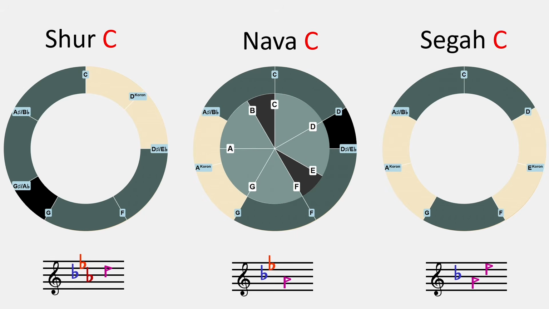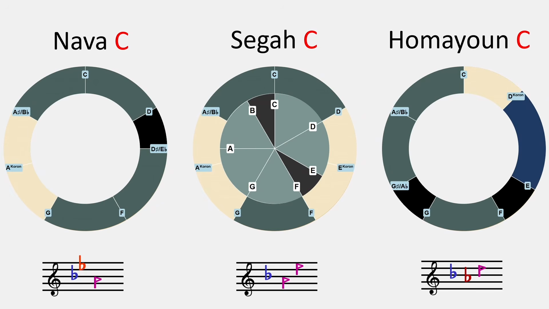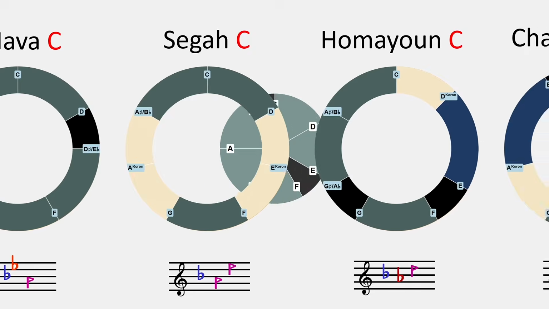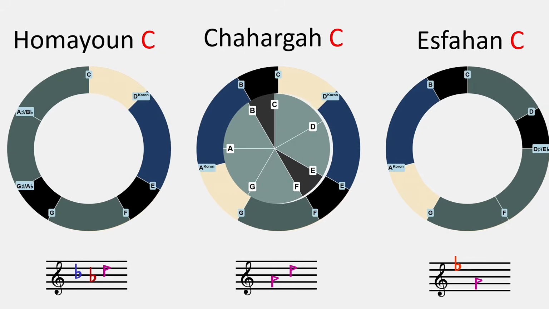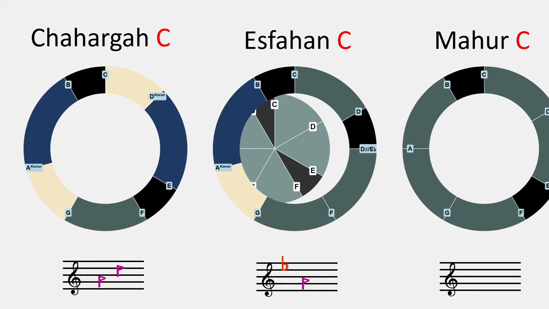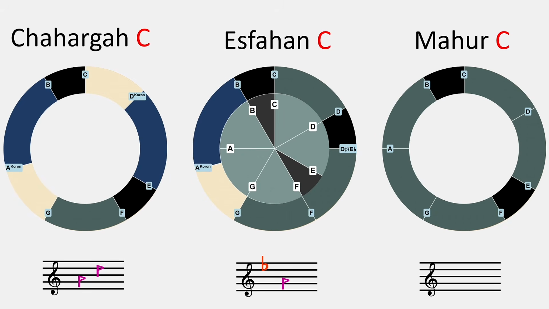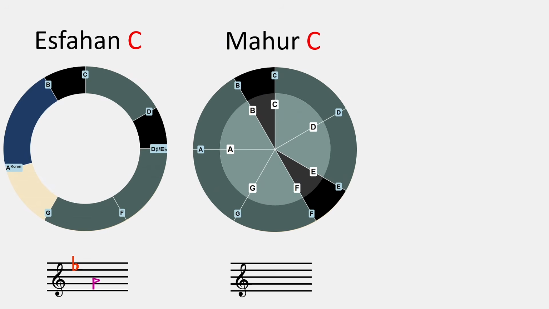Nava is contemplative and mystical. Segah is passionate and lamenting. Homayoun is majestic and mysterious. Chahargah is heroic and resolute. Esfahan is romantic and melancholic, and Mahur is joyful and optimistic.